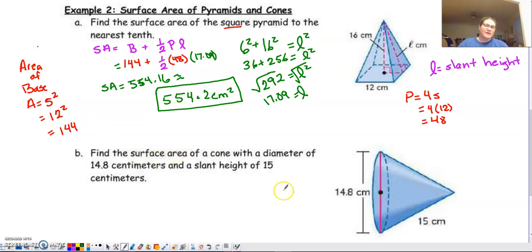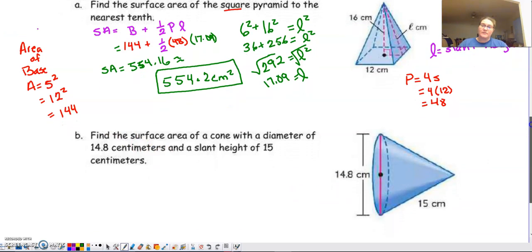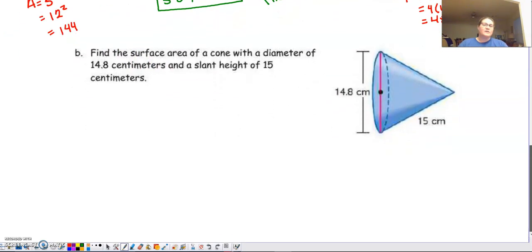All right, so now we need to look at the surface area of a cone. And for brevity, I'm going to pause and then rewrite the surface area formula here. So the surface area for a cone is the area of the base, which is a circle. So the area of a circle is pi r squared plus 1/2 the circumference, which is pi times the diameter times the slant height, which we're going to have to find.